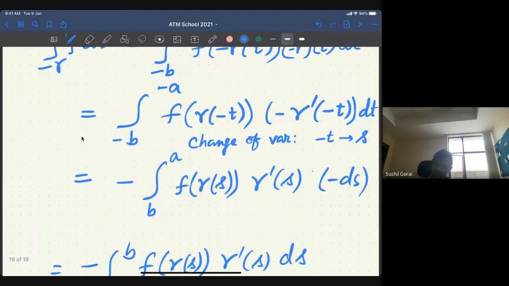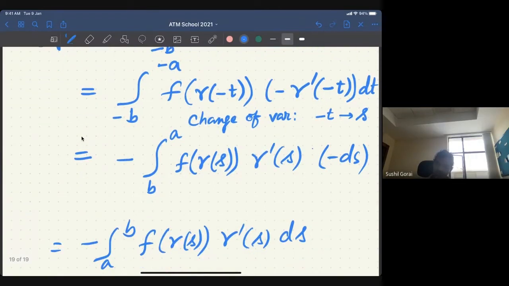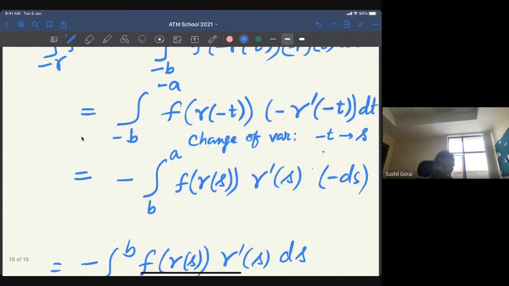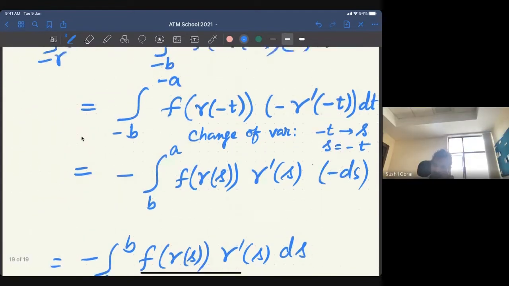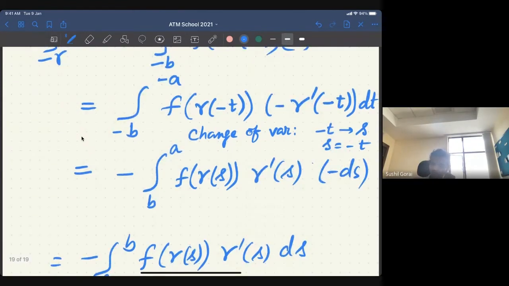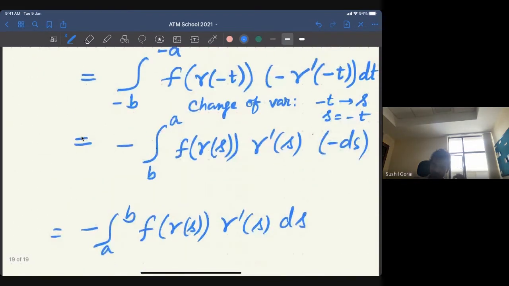No, this is from b to a, so there will be a minus. So if s is equal to minus t, ds will be minus dt. It is okay, sir. Okay, it is fine. Yeah, it's fine. So this is fine. The only point is, here we are not taking derivative after using the s. We have already derivative. We just make a change of variable. That's it. So here there will be no minus.